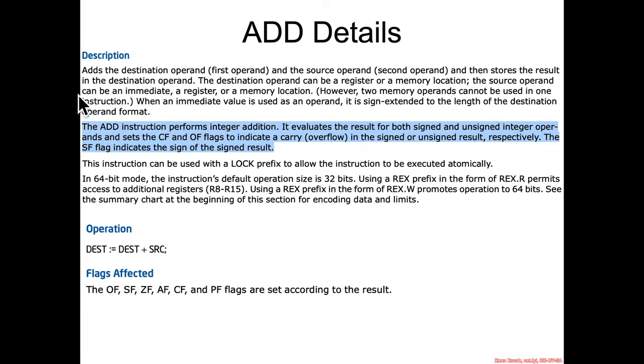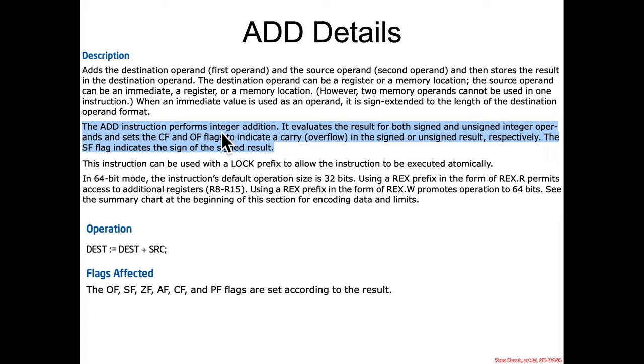Now, if we read the description from the manual, it's basically like the AND in that it just says it's going to add the destination and the source and store it in the destination: register, memory, or immediate. Register memory can't be to memory, so no memory to memory. But then this bit right here that I highlighted is something that I just told you kind of offhandedly when we got to the control flow section.